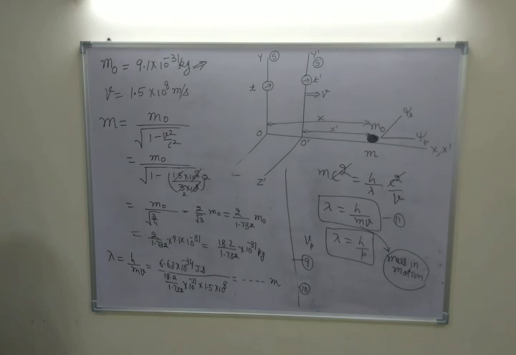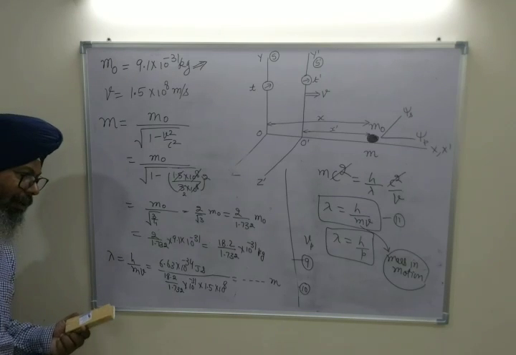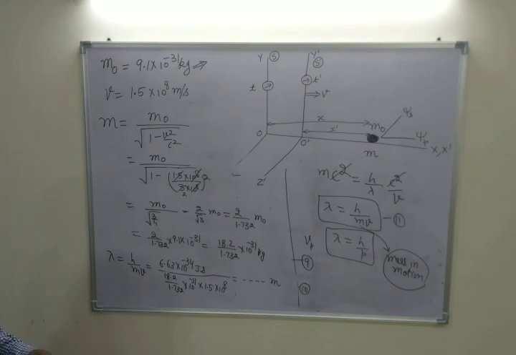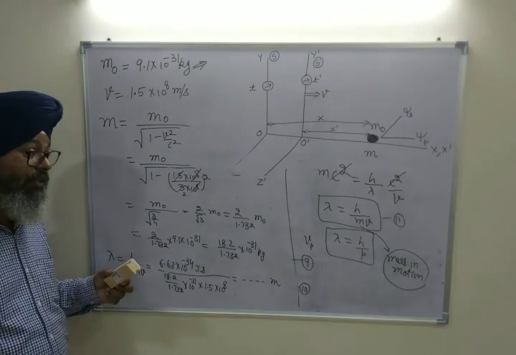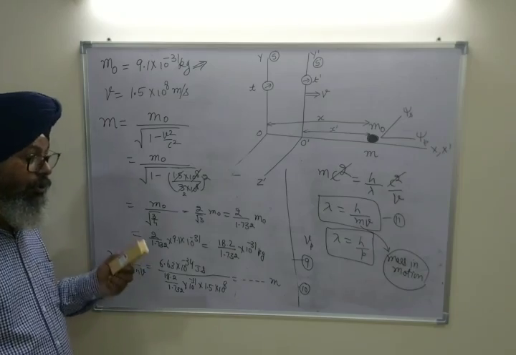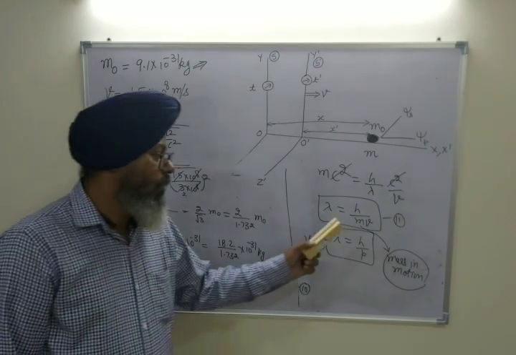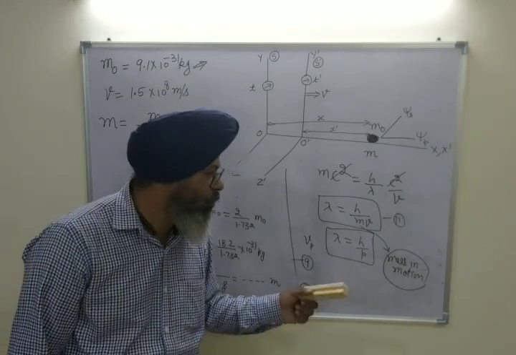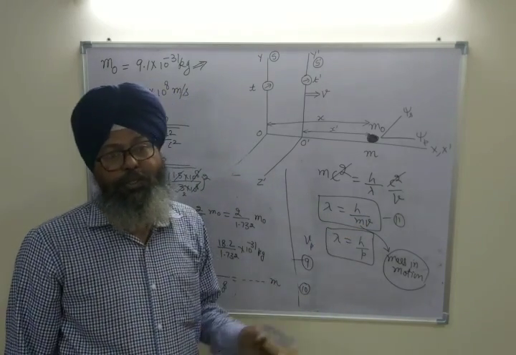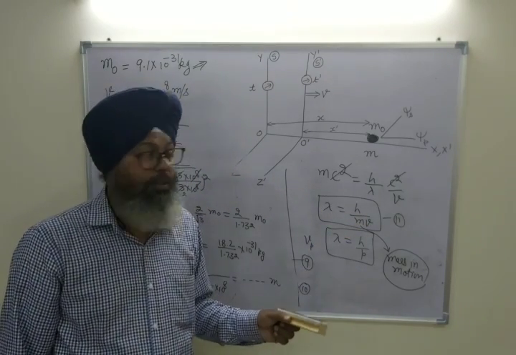So while doing numericals, this must be taken care of: if any object, not only the electron, is traveling with a speed that is comparable with the speed of light, you must transform the mass at rest into mass in motion first. Only then you must use this expression. It is a relativistic expression.